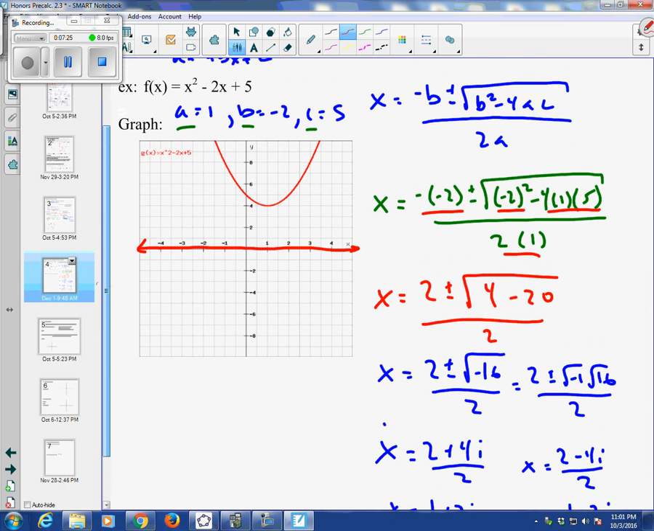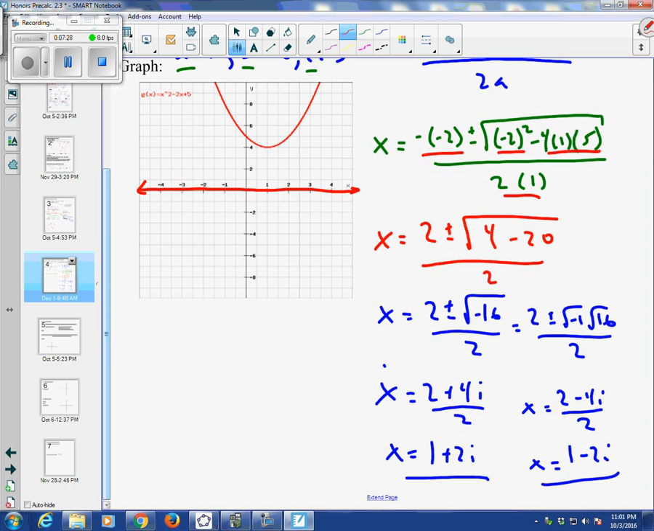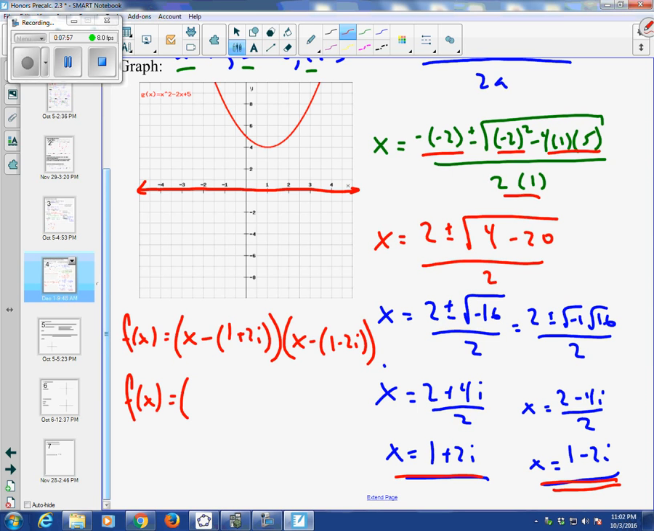Now, even though our zeros are imaginary, we can still represent our quadratic with 2 linear factors. And those 2 linear factors would basically be f of x equals x minus our first zero, so minus 1 plus 2i. And then the other linear factor would be x minus our second zero, and that would be minus 1 minus 2i, like that. And we could even simplify a little bit. We could say this is f of x equals x minus 1 minus 2i, and then x minus 1 plus 2i.